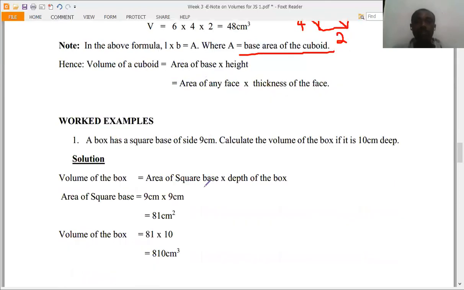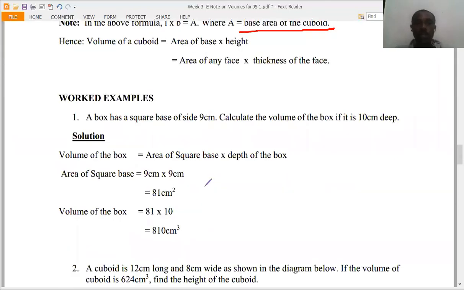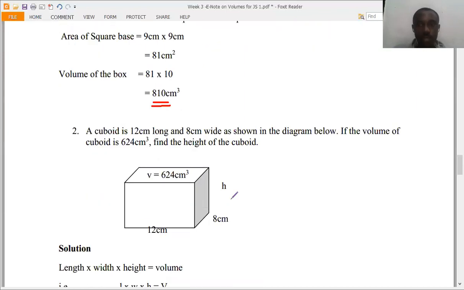Worked examples. A box has a square base of side 9 centimeters. Calculate the volume of the box if it is 10 centimeters deep. Solution. The volume of the box is equal to the area of the square base times the depth of the box. The area of the square base is 9 times 9, which is equal to 81 centimeters squared. Therefore, the volume of the box is 81 times 10, which is 810 centimeters cubed.